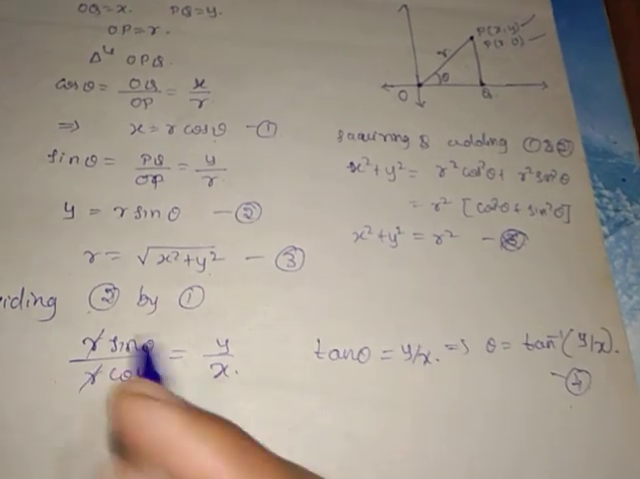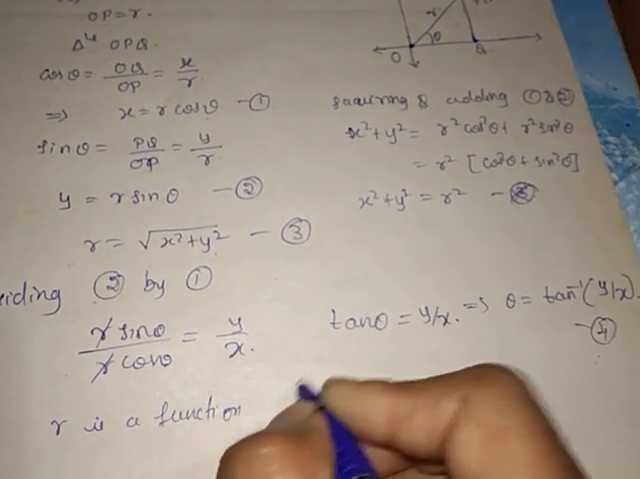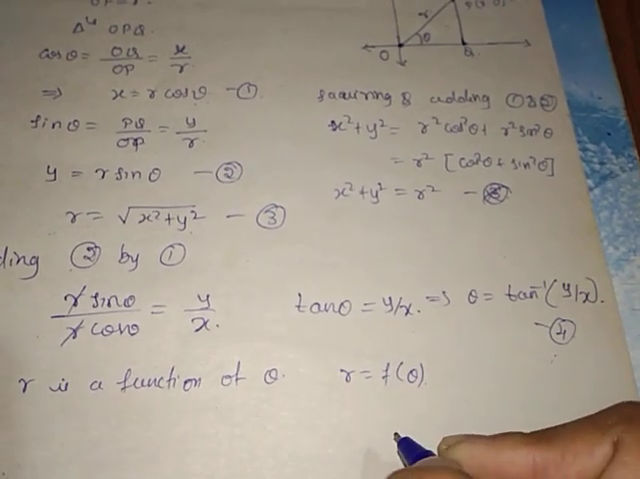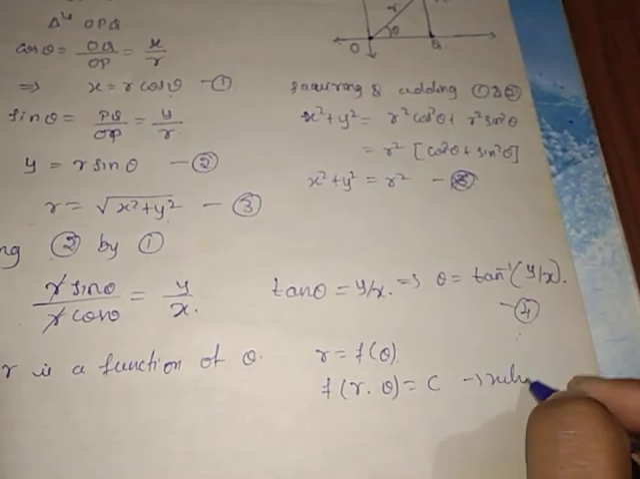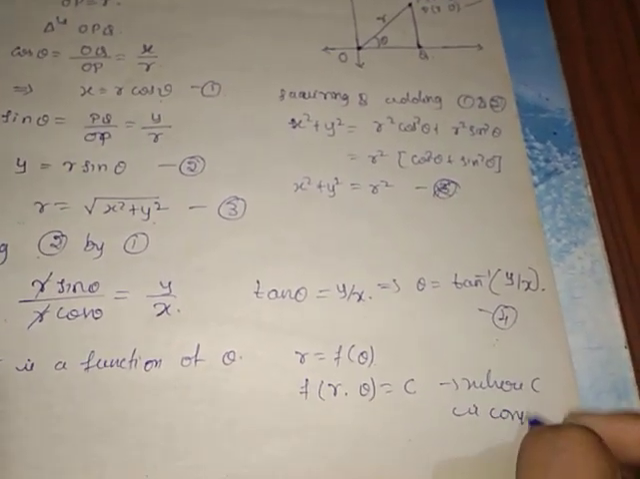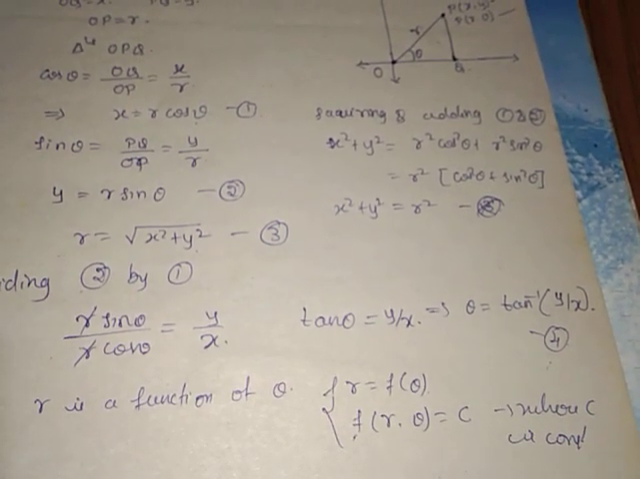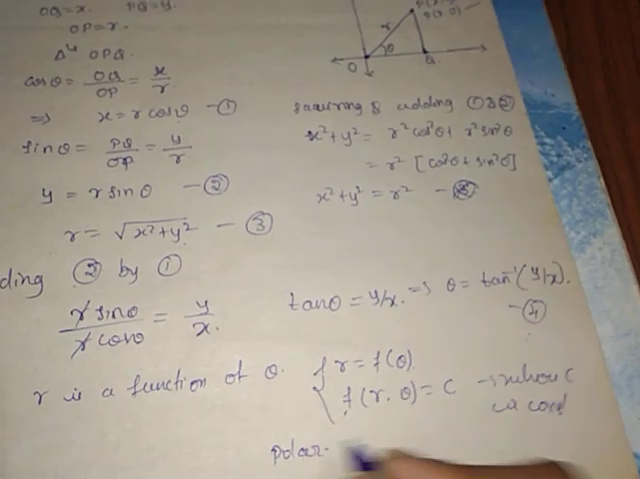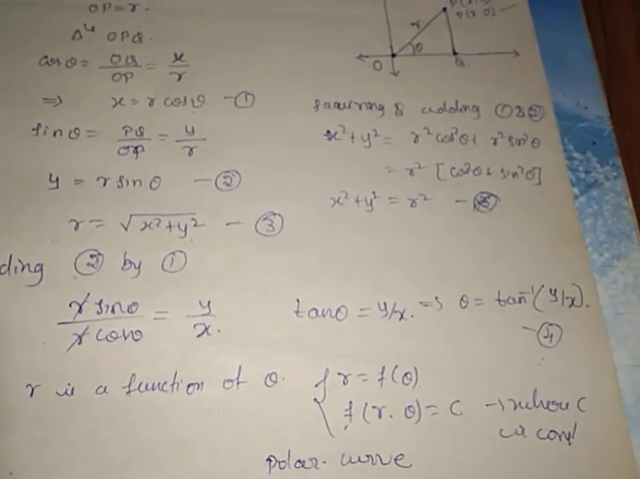So one thing will be clear: r is a function of theta. We can write it as r equal to f of theta. That can also be written as f of r comma theta equal to c, where c is a constant. These equations are called the curve in polar form, or a polar curve. That is the meaning of polar curves.